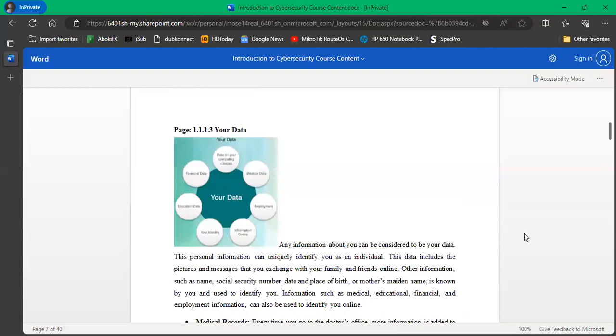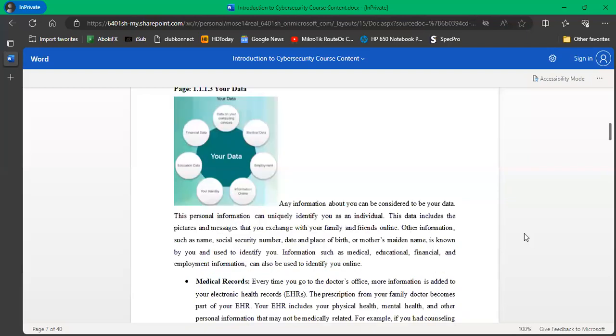Now we are in the section of your data. Any information about you can be considered to be your data, and this personal information can uniquely identify you as an individual. And these data include the pictures and messages that you exchange with your family and friends online. And other information such as name, social security number, date and place of birth, or mother's maiden name is known by you and used to identify you.